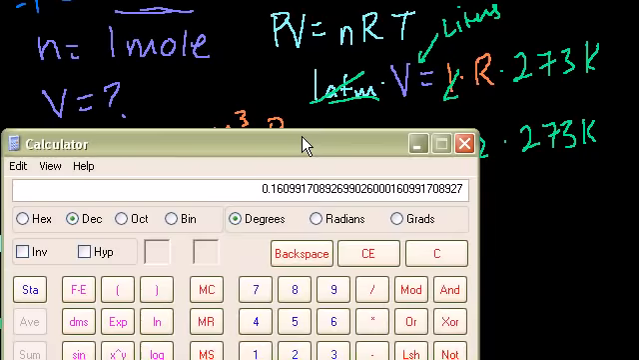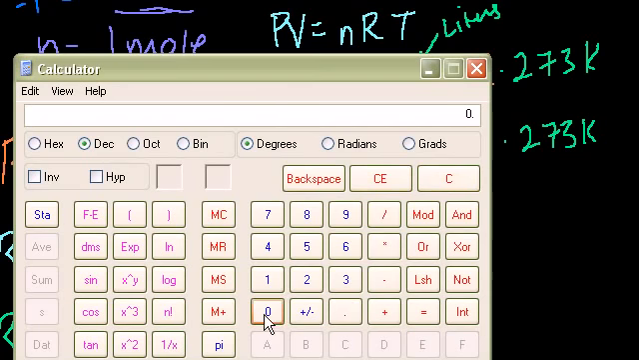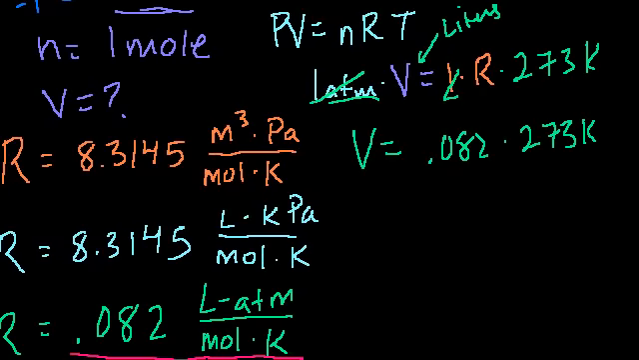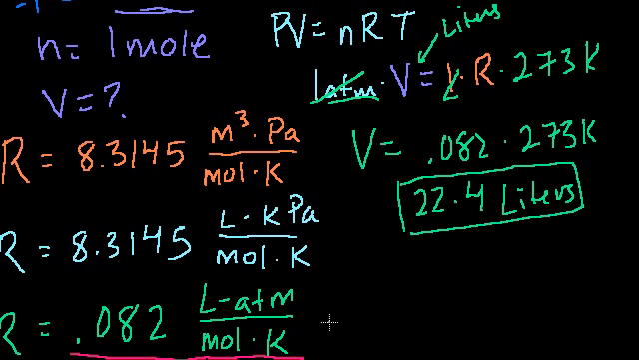0.082 times 273 is equal to 22.4 liters. So if I have any ideal gas, and not all gases behave ideally, but if I have an ideal gas at standard temperature, which is 0 degrees Celsius, or the freezing point of water, which is also 273 degrees Kelvin, and I have a mole of it at standard pressure, 1 atmosphere, that gas should take up exactly 22.4 liters.